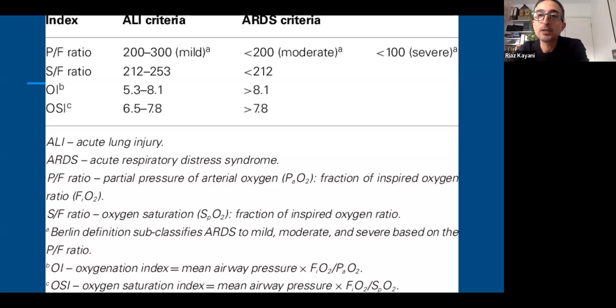And so the partial pressure of oxygen divided by the amount of oxygen you're giving is a PF ratio. There are adjuncts to that, and you can use a saturation. There's something called the SF ratio. And in pediatrics, we tend to use oxygenation index a lot more, which is OI, which is very similar to PF ratio.